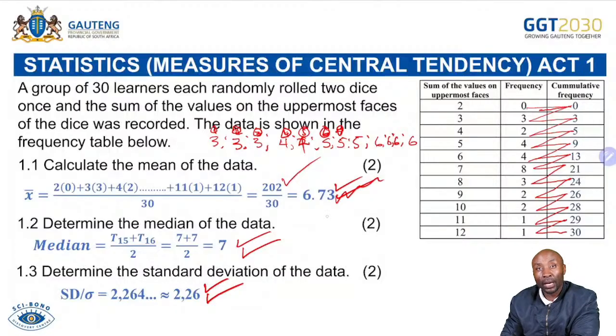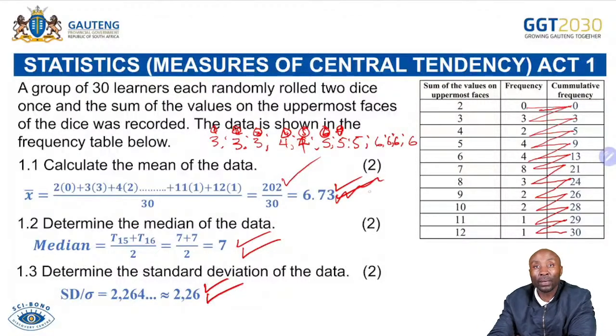So it depends on how you are doing it. If you show the sum, divided by 30, you get 1 mark, and for the answer. If you don't show this, you only show 6,73, you'll get your 2 marks there. We move forward.